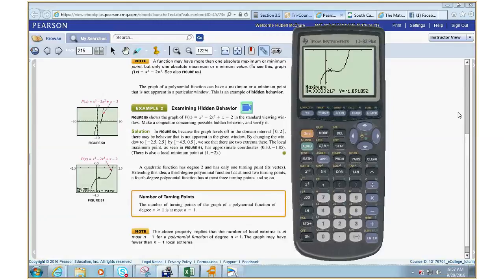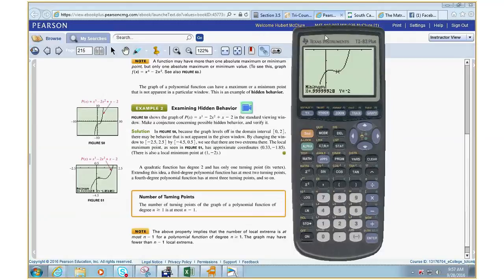Now you do the same thing with your min. Second, trace, and minimum, and go over and pick the left-hand side, pick the right-hand side, and give it a guess, and it'll search until it finds it. And there is your min, 1 and -2. So that's how you use the calculator to find the max and the min.